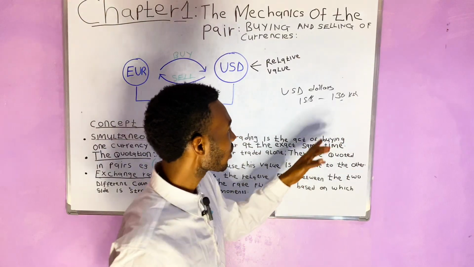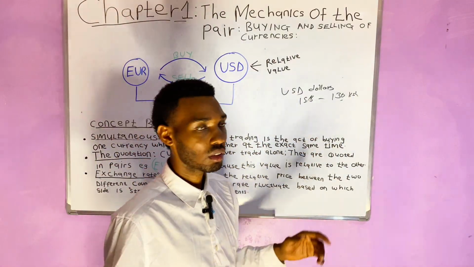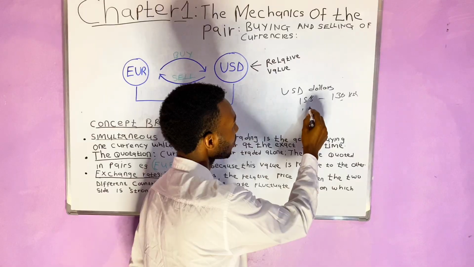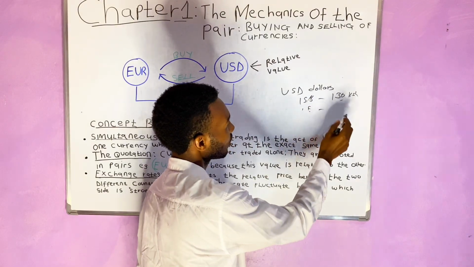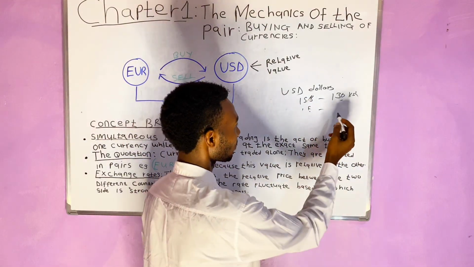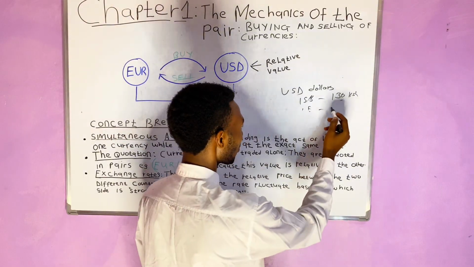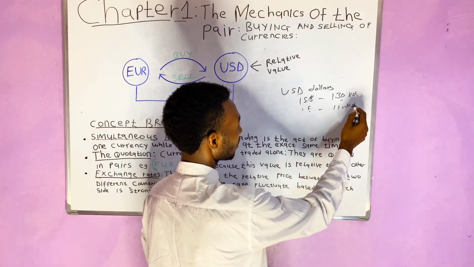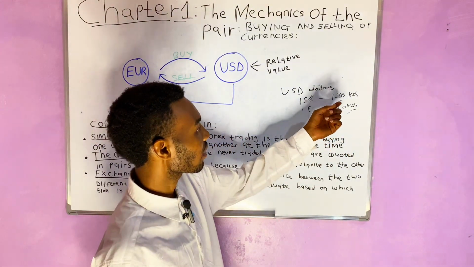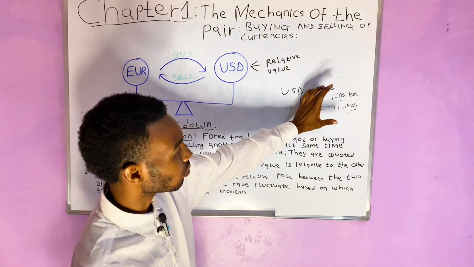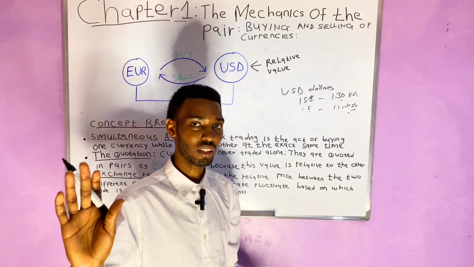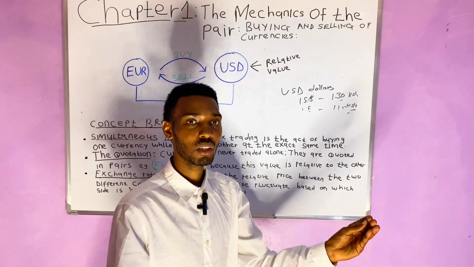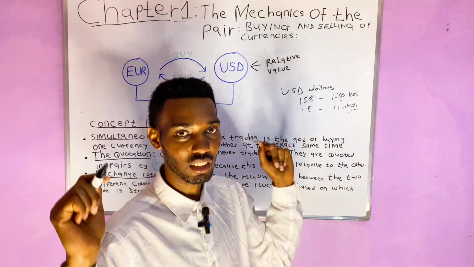This is the rate. You see the euros, you see 1 pound is equal to, let's say as an example, 110 shillings. So this is the relative value. You see, these things are relative. They don't look like they have the same price of the buying and selling of the currency.